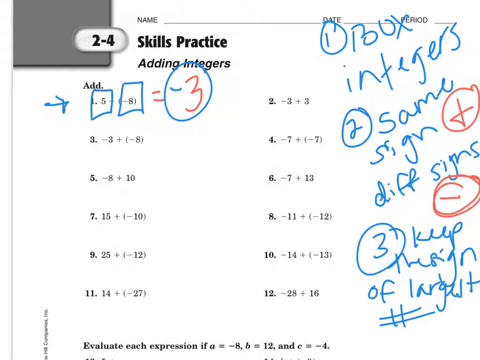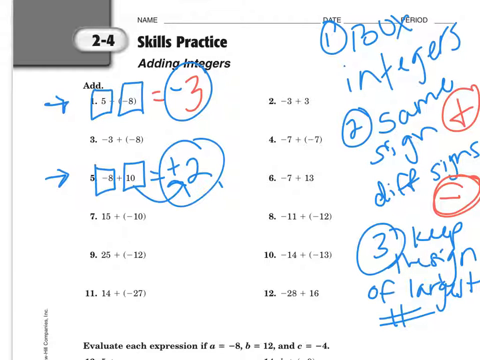Let's look at number 5. Step 1, box our integers. Step 2, same signs or different. I have a negative 8 and a positive 10. They are different, so we are going to subtract. 10 minus 8 is 2. Step 3, keep the sign of the largest number. Which number is larger, 10 or 8? 10. 10 is positive. Therefore, it's a positive 2.